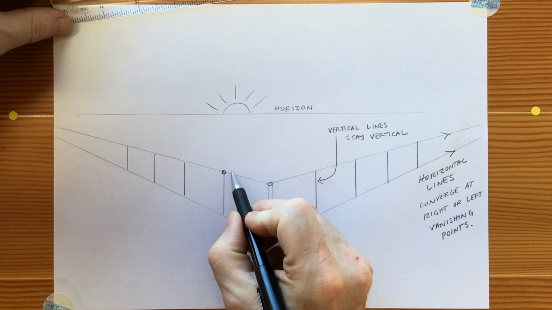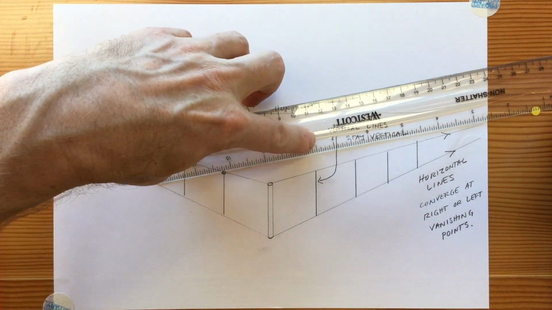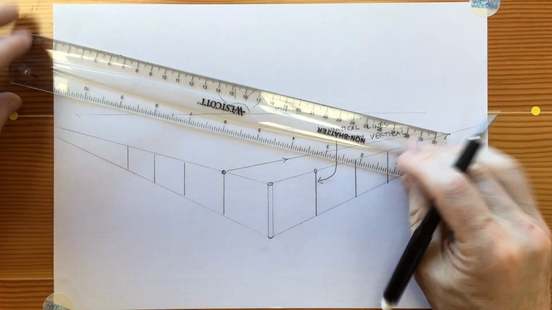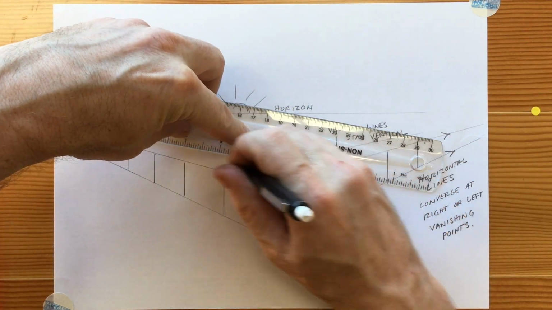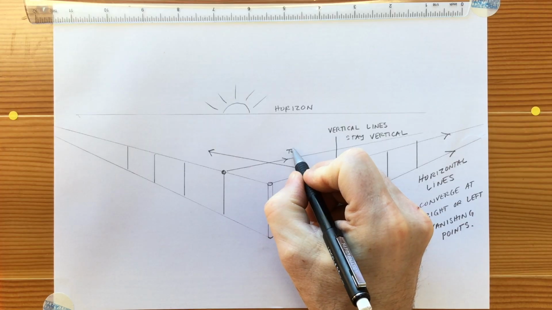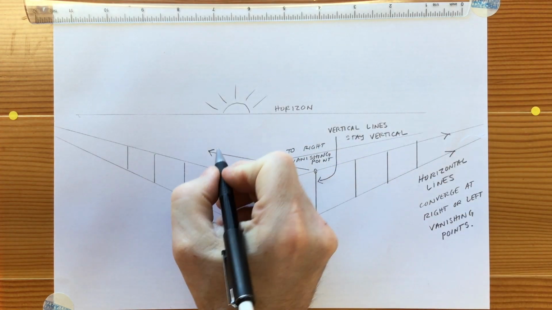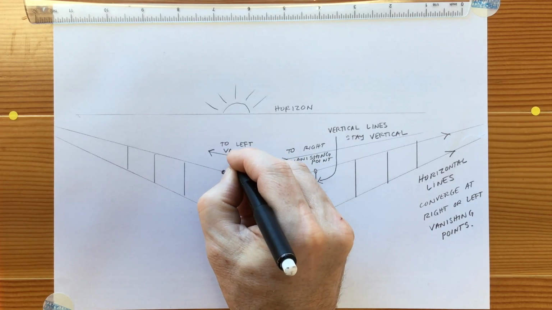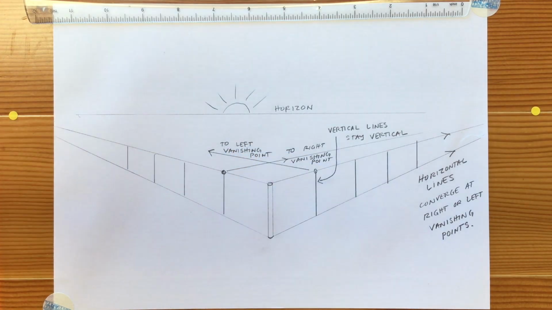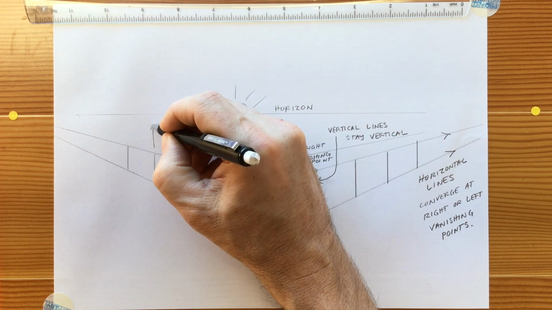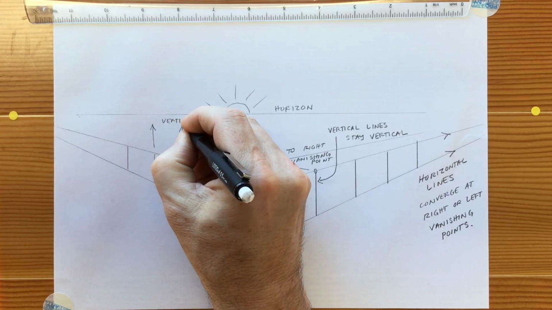Let's go back to the fence and imagine that there is a block at the corner. The basic idea is that the edges of the sides and the top of the block will converge at the appropriate vanishing point. You already see how the sides follow the fence and converge at the two points on the horizon. Now imagine the top of the block.